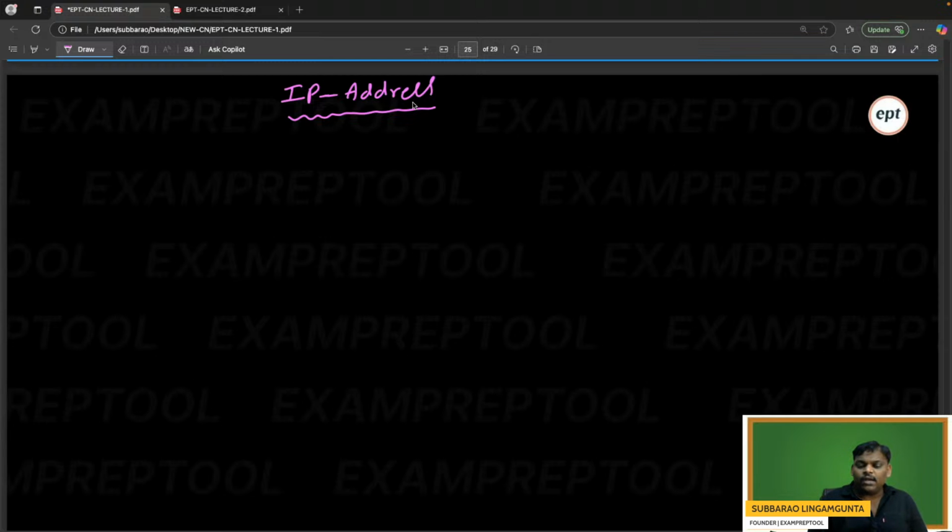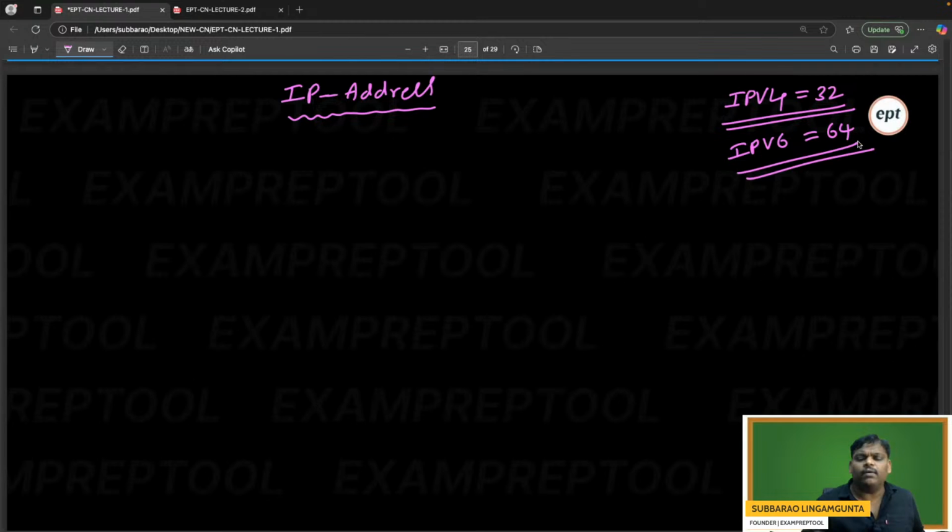IP address according to IPv4 is 32 bits. According to IPv6, it is going to be 64, maybe double of it. IPv6 is double of it. So we'll discuss only IPv4, which is 32 bits.